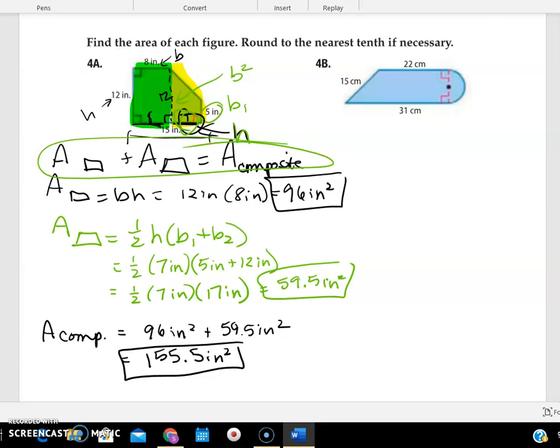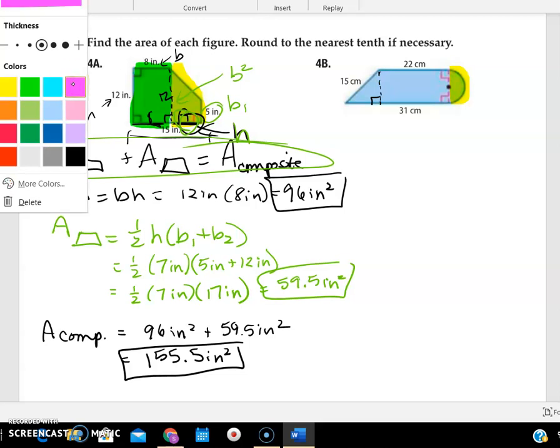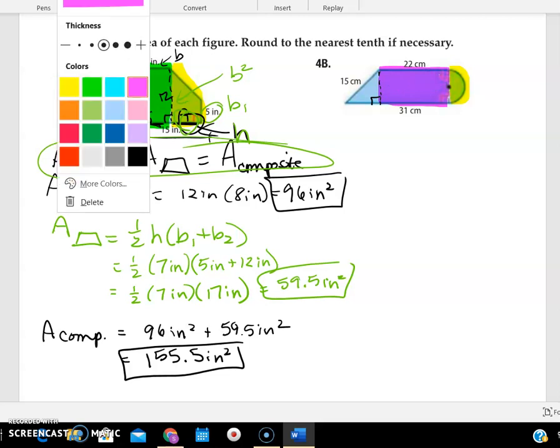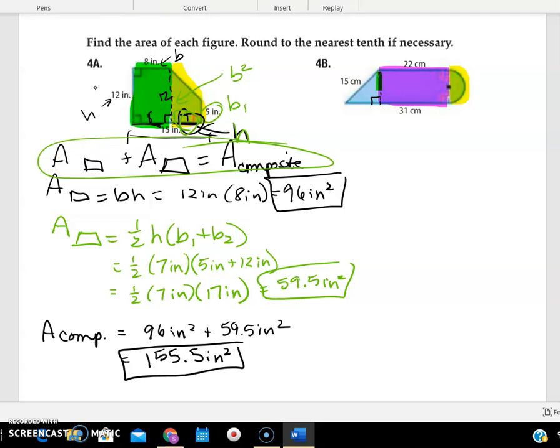I'm not going to completely do B, but I am going to look at what are our different parts here. And I could actually break this up into 3. If I drew in this perpendicular so that I have a half circle, I have a rectangle, and I have a triangle. And so then I have to find some of my missing parts.